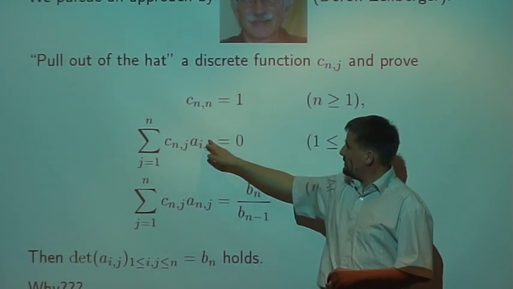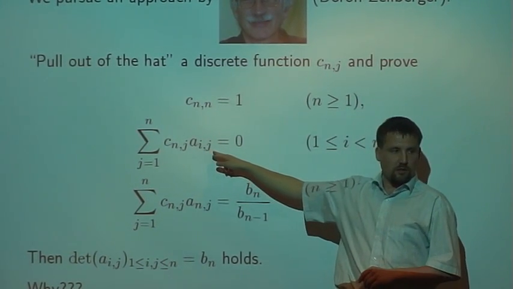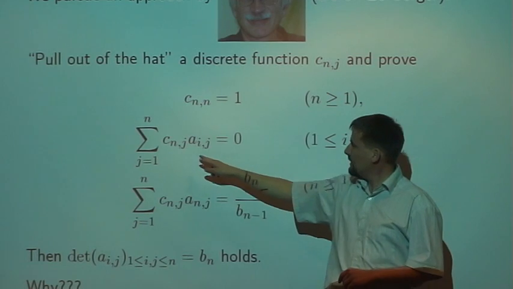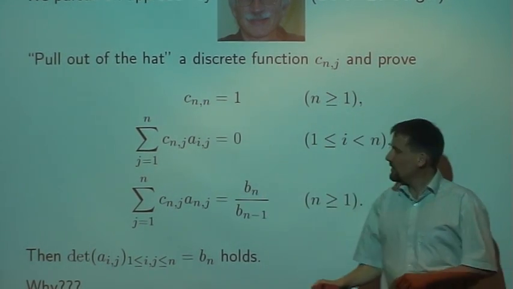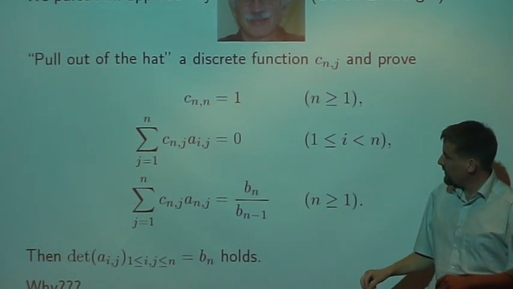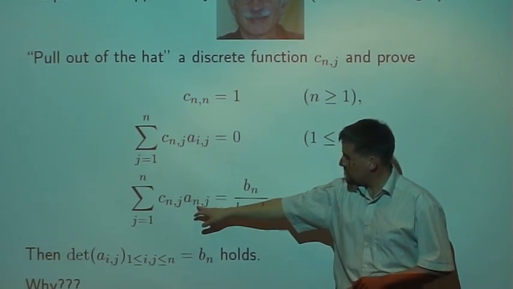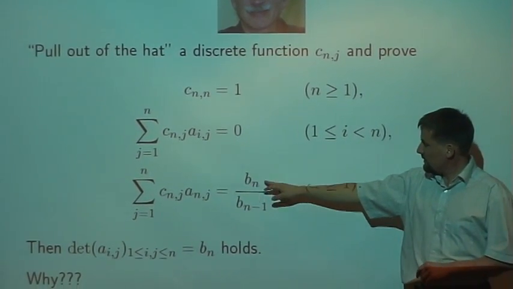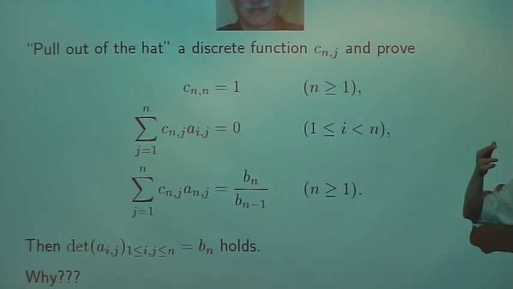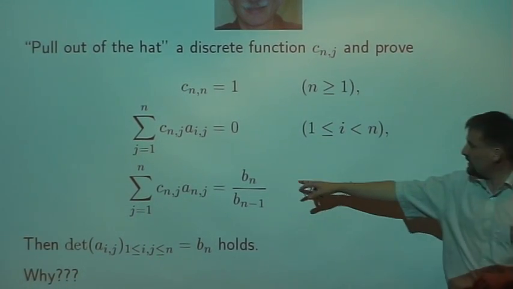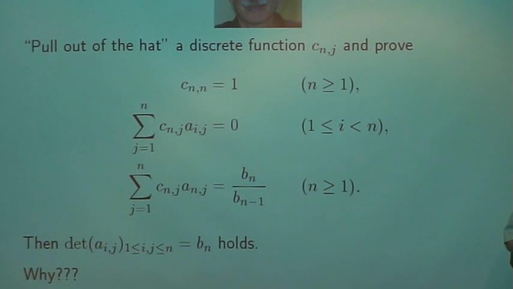Prove that if you take, so A and Aij, recall, are the matrix entries. If we take this sum, it gives 0. And if we consider this sum, which is the same as here, just the i is changed into an n, we get the quotient of two consecutive determinants. So Bn is the determinant of the n by n matrix.